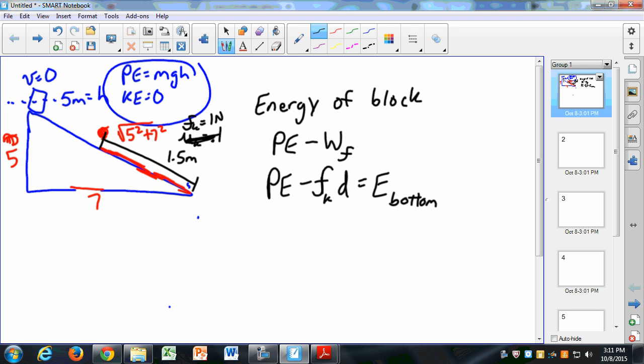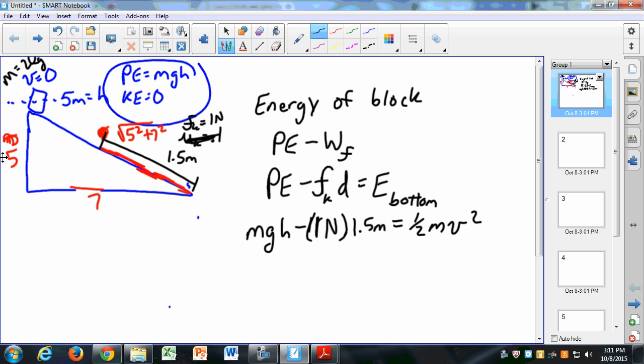All right, so I say here mgh minus the frictional force, which is 1 Newton, times the distance, which was 1.5 meters. That's just that little sticky patch, how far that frictional force acts. It is equal to the energy at the bottom, which is all kinetic energy, 1/2 mv squared. Now notice here that you have to know the mass. Let's give it a mass. We'll say the mass is 2 kilograms, because the mass doesn't cancel out in this case. So I'd have 2 kilograms times 10 times h, which was 5, minus 1.5 equals 1/2 of 2 v squared.